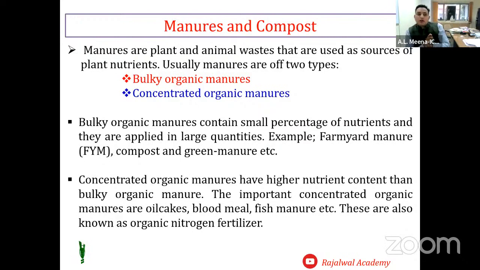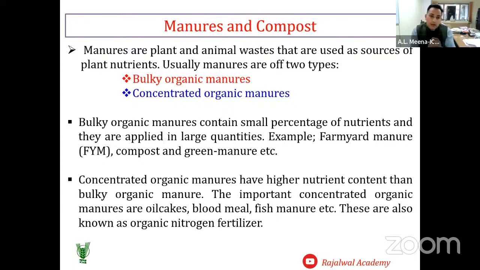So why are they called bulky organic manures? Because they have a small amount of nutrients, and that's why they are needed in bulk amounts. And concentrated organic manures are basically also known as organic nitrogen fertilizers. These concentrated organic manures have a high amount of nutrients and are required in less quantity. That's why they are known as concentrated organic manures.